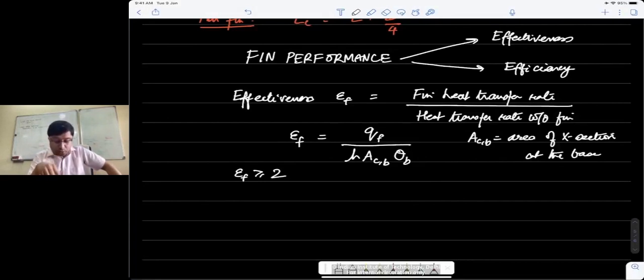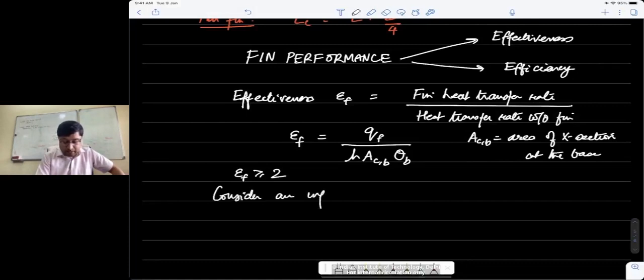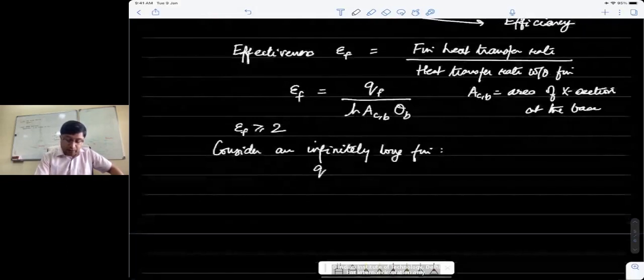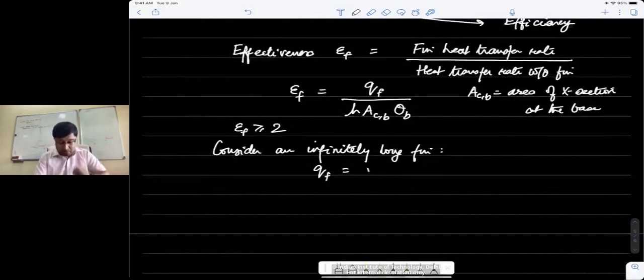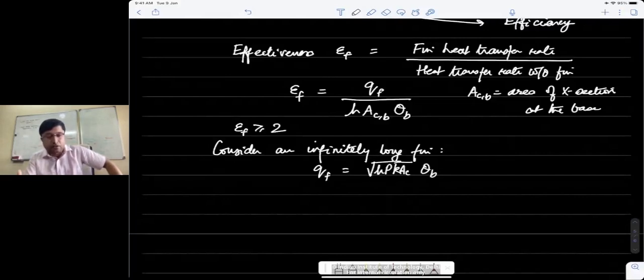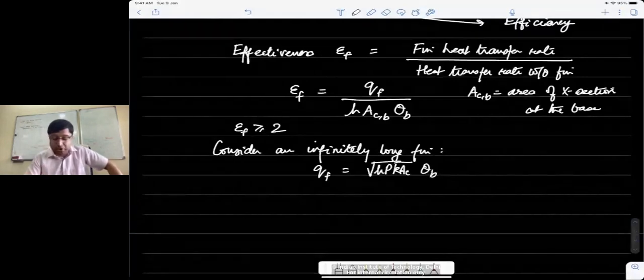So to show you what effectiveness looks like, let's just look at hypothetically the scenario of an infinitely long fin. So let's consider an infinitely long fin, in which case we said Qf was square root of hPkAc theta b, and we're saying long fin with uniform cross section, because we developed these equations for only a uniform cross section fin.